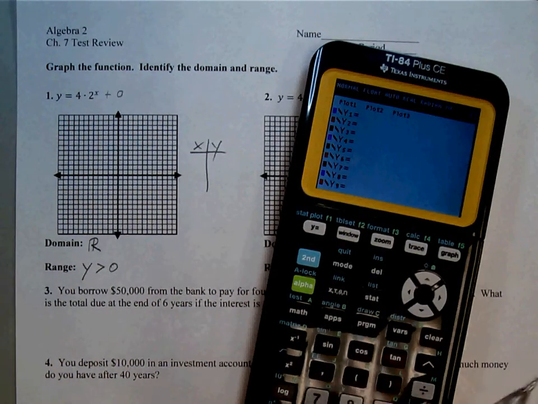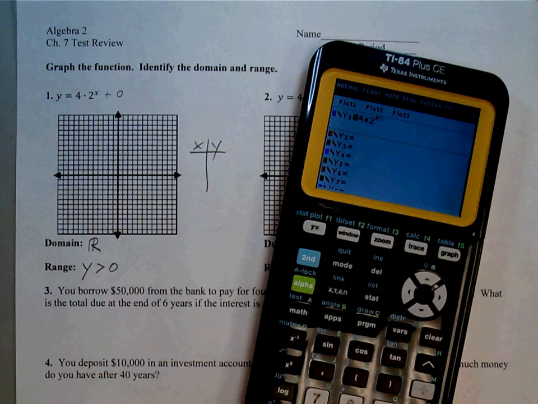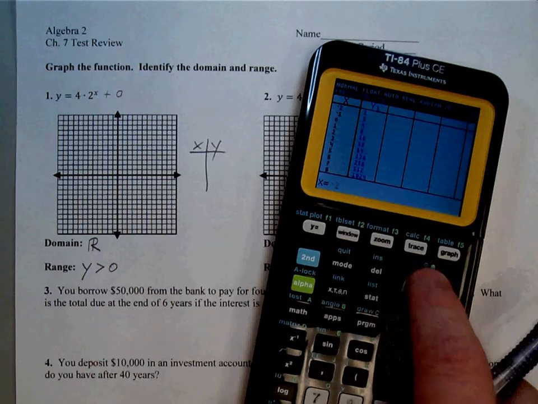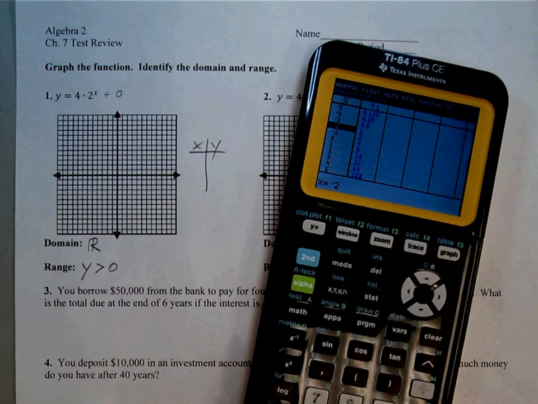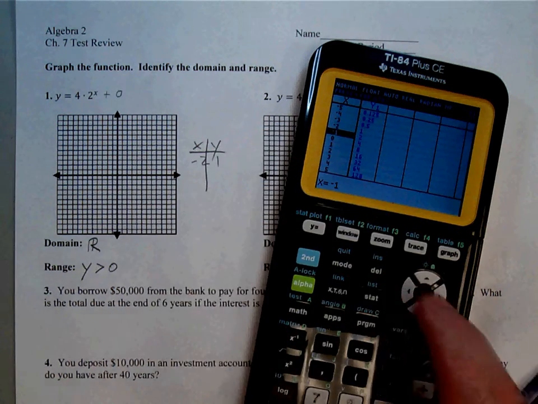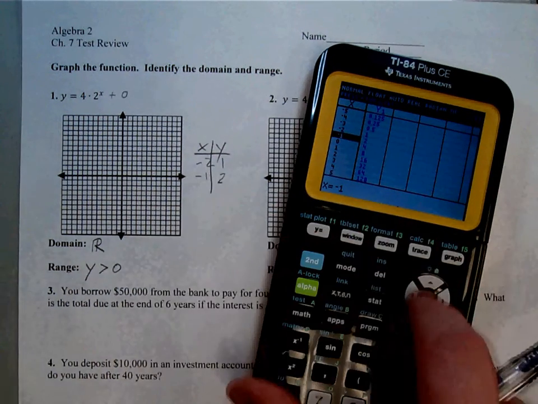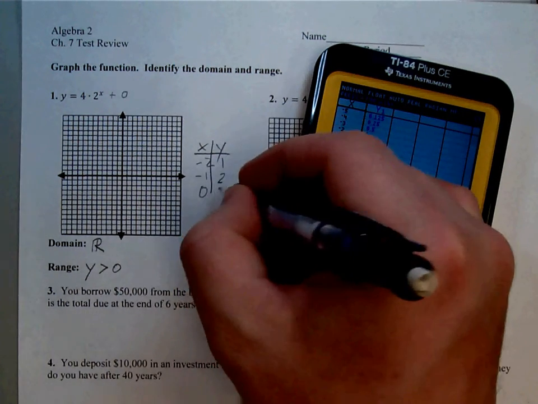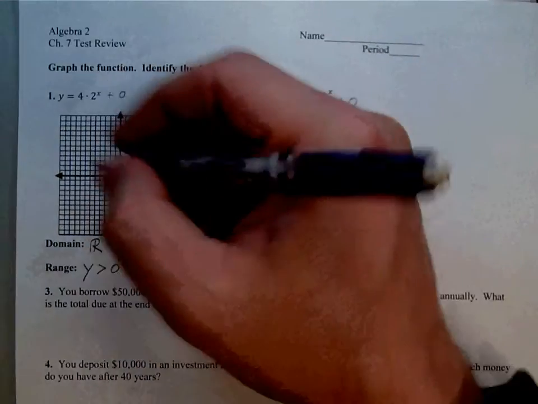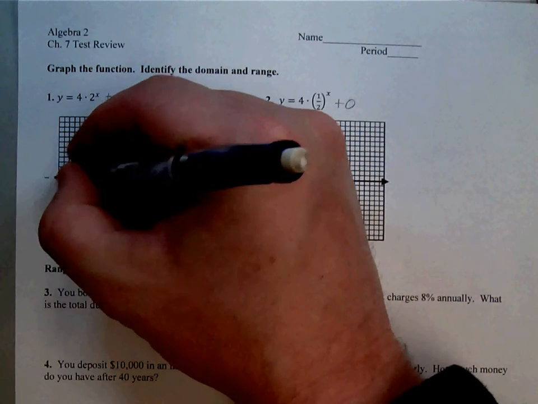So we can say 4 times 2 to the power of x. And go to my table. Yeah, so like negative 2, 1 is a nice point. Negative 1, 2. And 0, 4. Those are probably sufficient. So there's this asymptote. It doesn't ask for the asymptote, but it's at y equals 0.